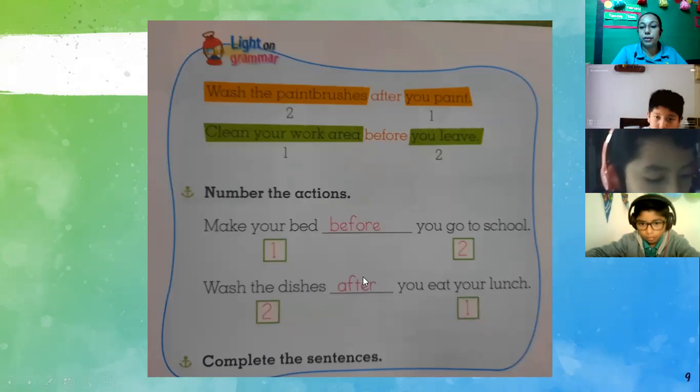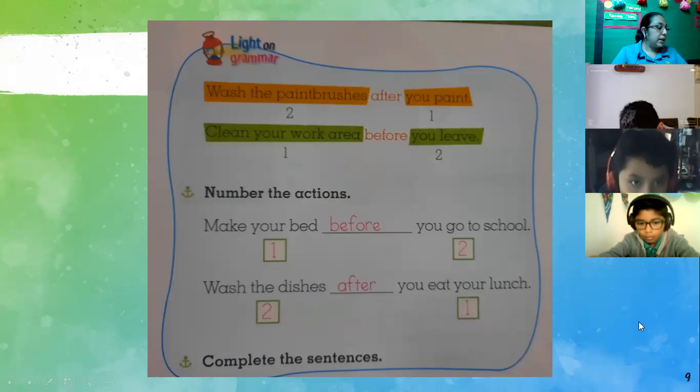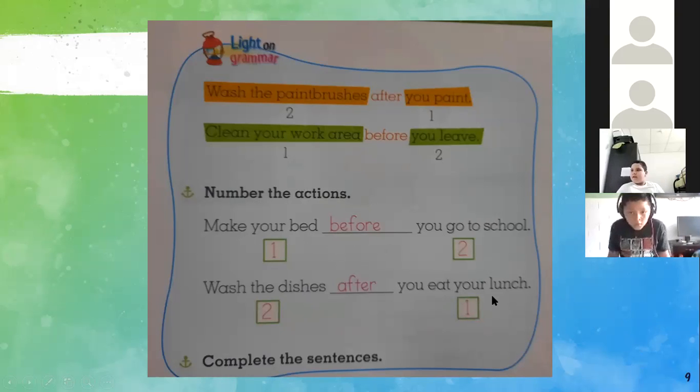Okay, so that means before and after, yes? Remember, we develop the first action and then the second one. Good job. Okay, this one is on page number 7. You have to complete it, yes? Okay, excellent.